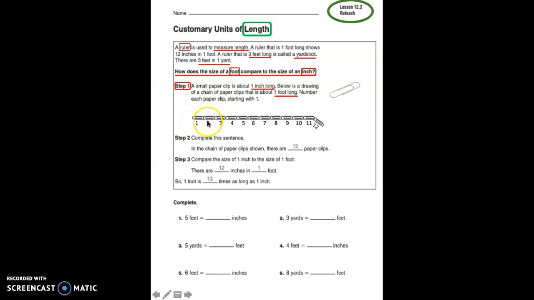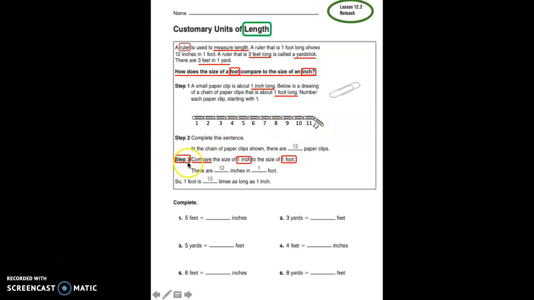1, 2, 3, 4, 5, 6, 7, 8, 9, 10, 11, 12. There are 12 paper clips. Step 2. Complete the sentence. In the chain of paper clips shown, there are 12 paper clips. We have 12 paper clips here.